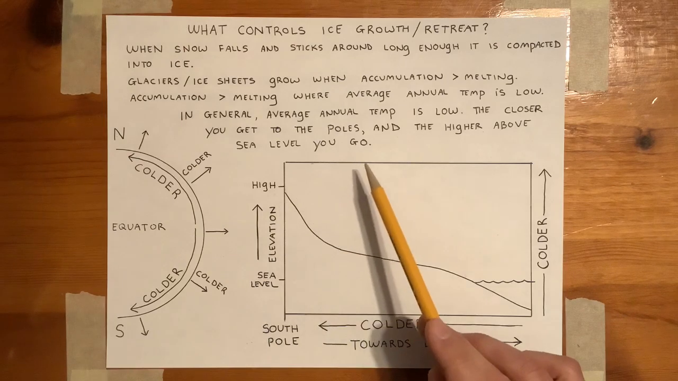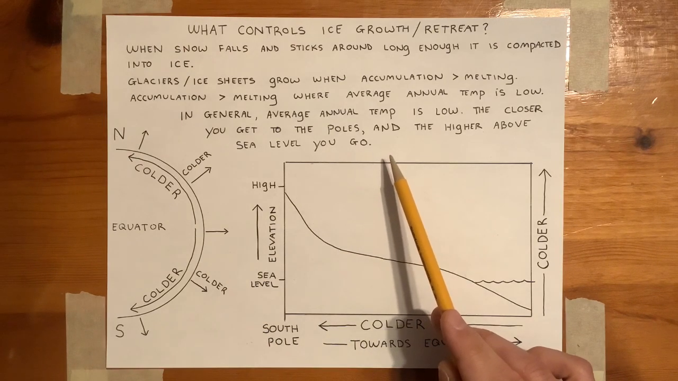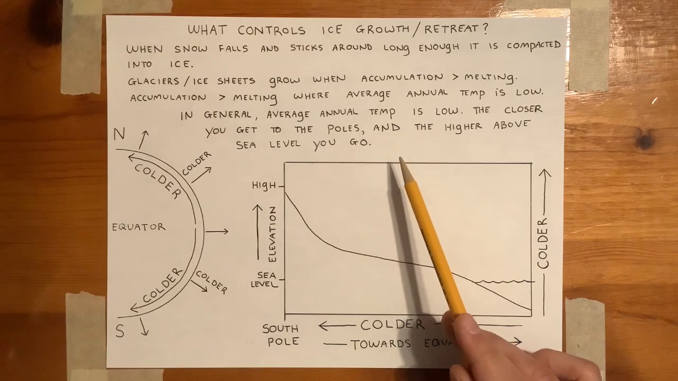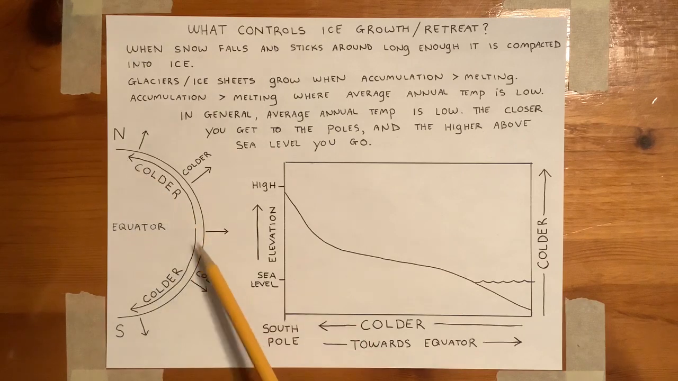So that's why mountains are commonly still snow-capped when the rest of the area around them, all the snow is melted, right? The higher you go, the colder it gets, and the further towards the north or south pole you go, the colder it gets.